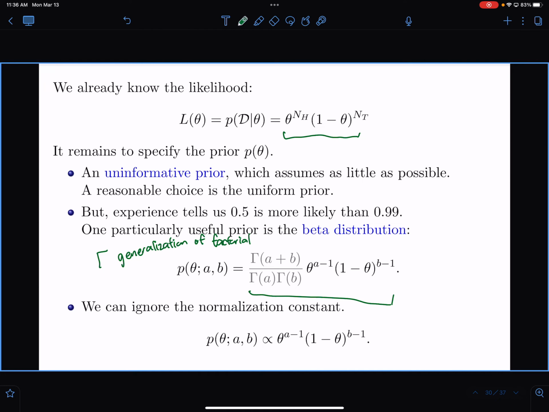If you take in an integer, it's going to give you the factorial exactly. Other than that, it's mostly there so that if you integrate this distribution, which is parameterized by a and b, the integral comes out to 1. So it's a constant that's just there to make integrals work out nicely.